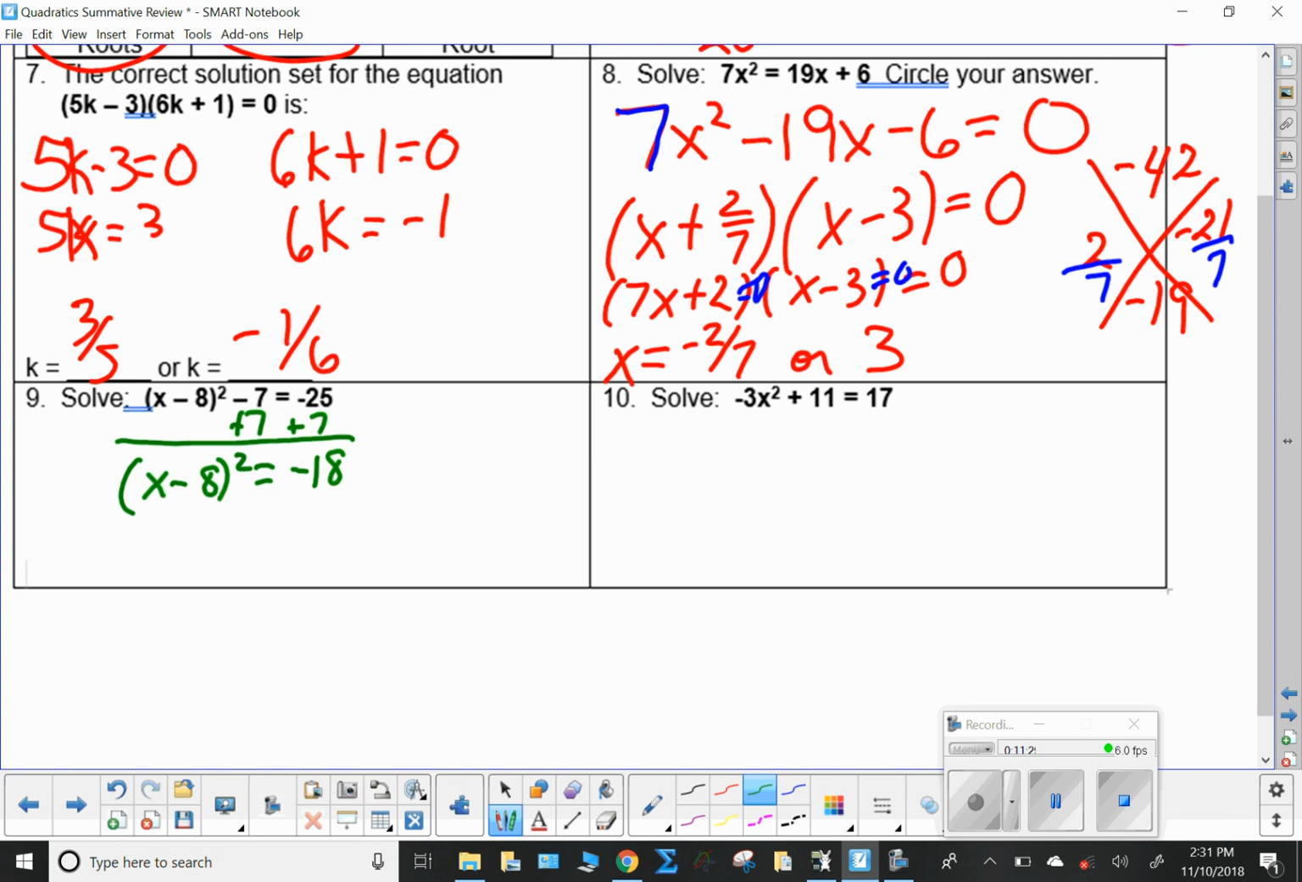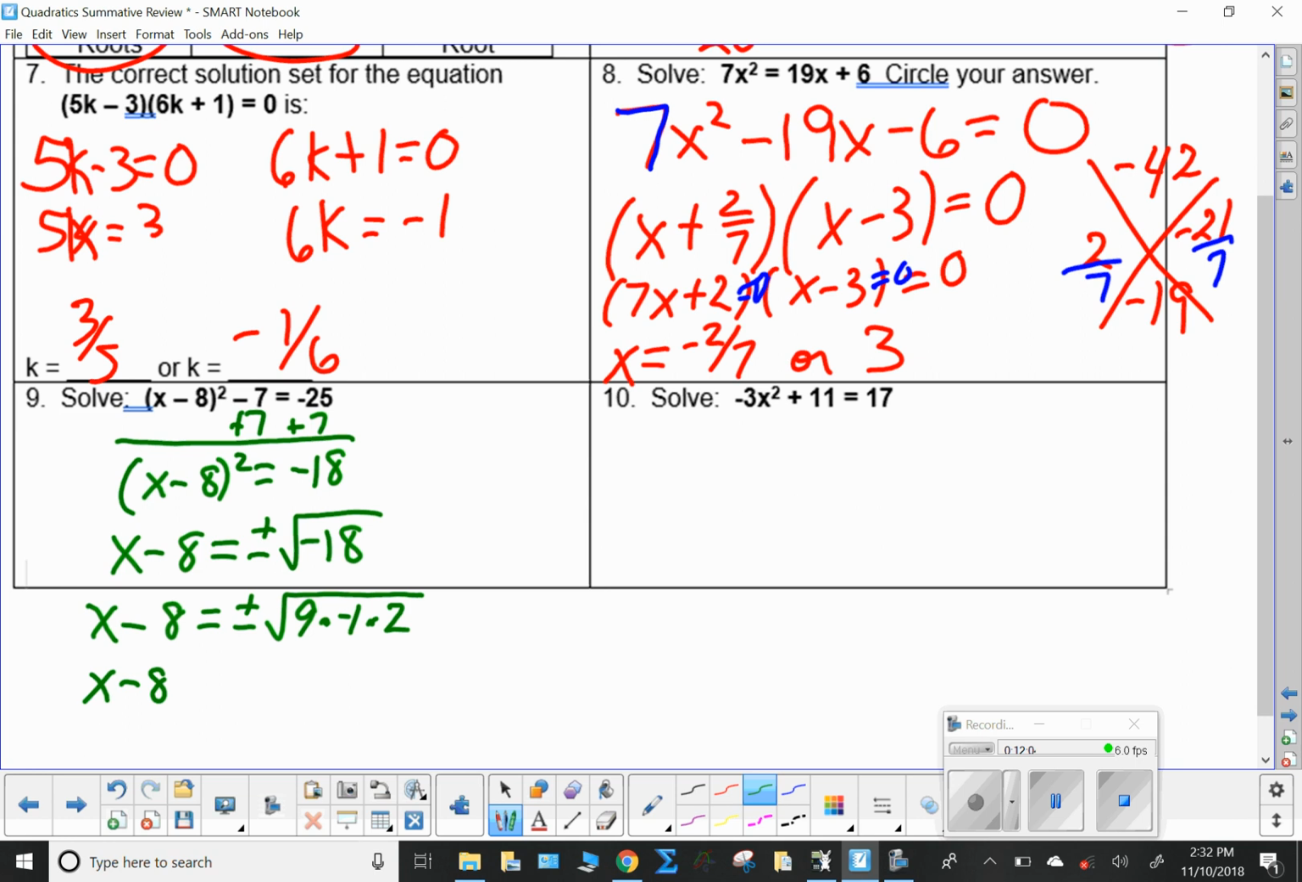Yeah, we learned that you can't take the square root of a negative number, but then we learned it's imaginary. So we can. So x minus 8, I take the square root of both sides, is equal to plus or minus the square root of negative 18. x minus 8 is equal to plus or minus the square root of 9 times negative 1 times 2. I'm just separating it out so you can see how I get simplest radical form.